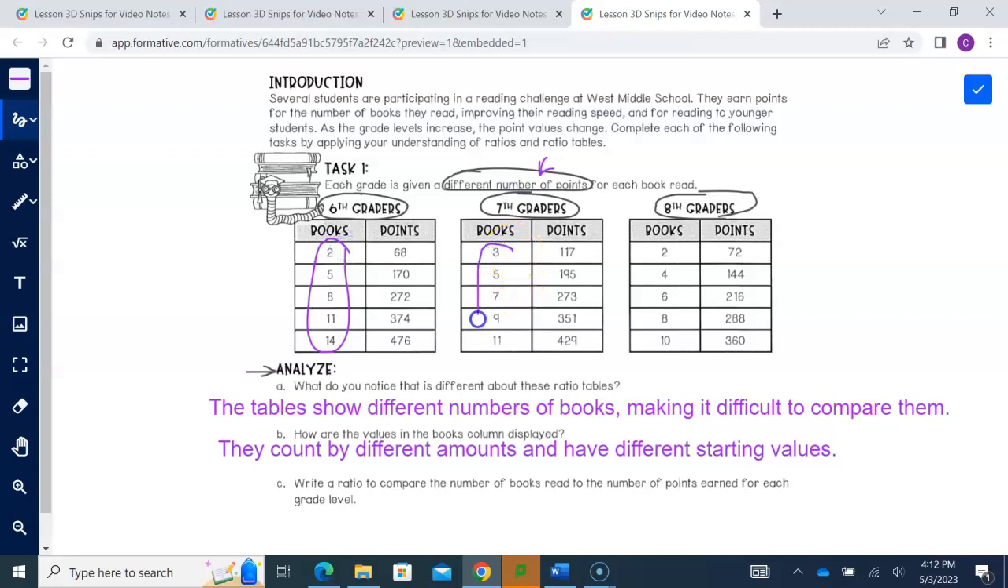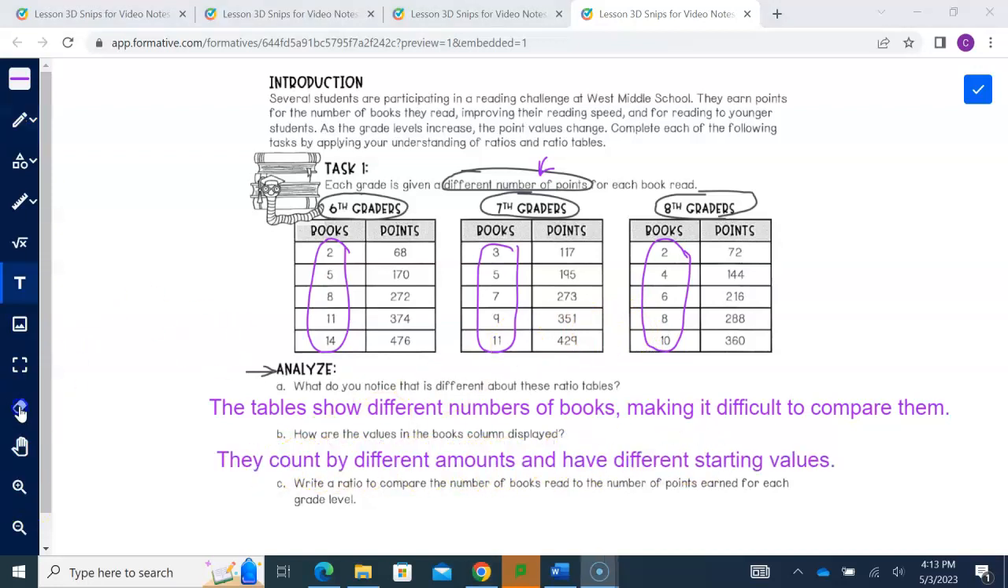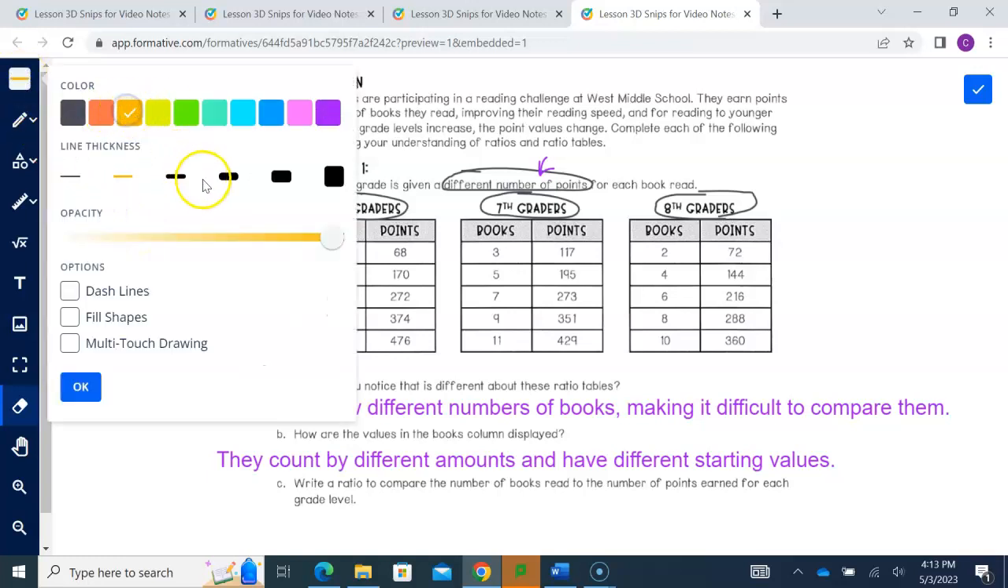When we look here, these books didn't start at the same amount, and they didn't jump by 3s like this table. They started at a different amount, and they jumped by 2s. And then when we analyze this column here, they start at 2 just like this one, but they don't go up by 3, they go up by 2. So they count by different amounts, and they have different starting values. So because of these differences, we got to find another way to try to analyze this data a little more easily.